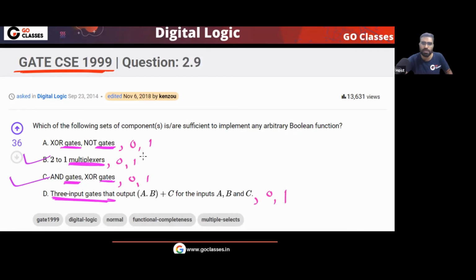Can I give you this as a homework? Now you can solve this question. In each option, you assume 0, 1 is available to you. In each of them, 0, 1 is available to you.